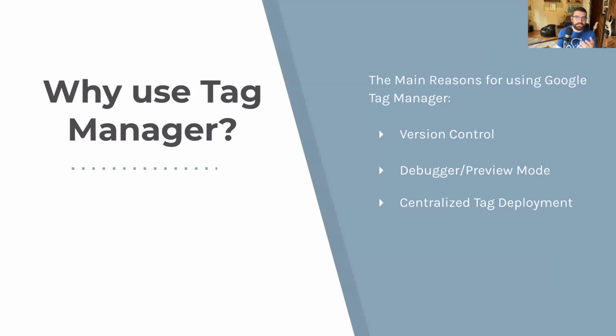So what are the big reasons for using this? One of the big ones we'll cover is version control, which is honestly so useful to have. And then we also got the debugger, and then also having it all in one central location means it's a lot easier for you as a marketer to keep an eye on where all these tags are.